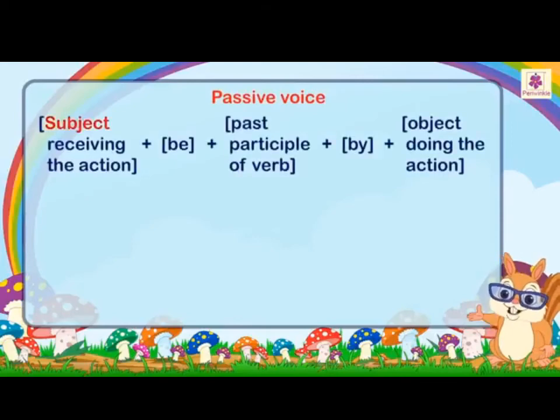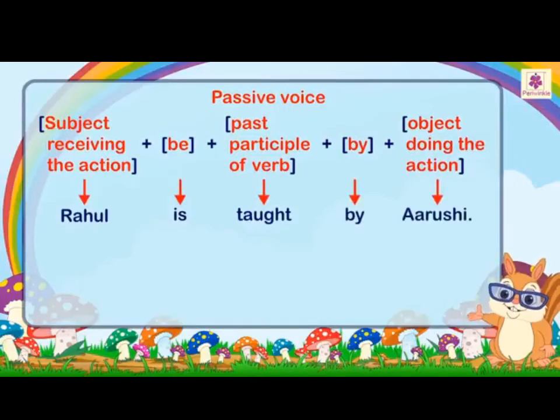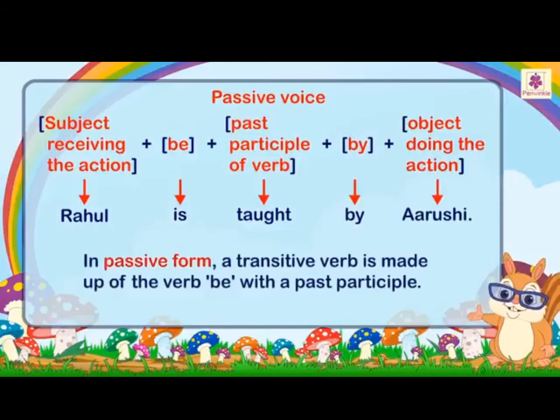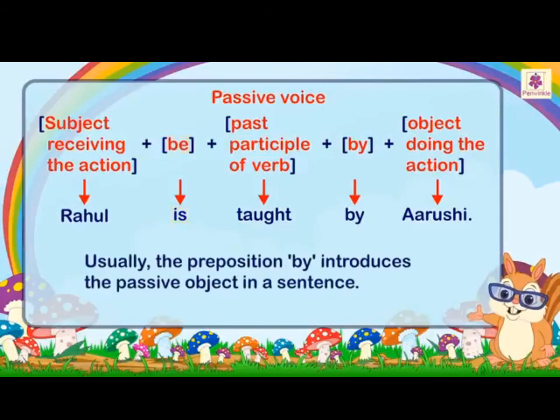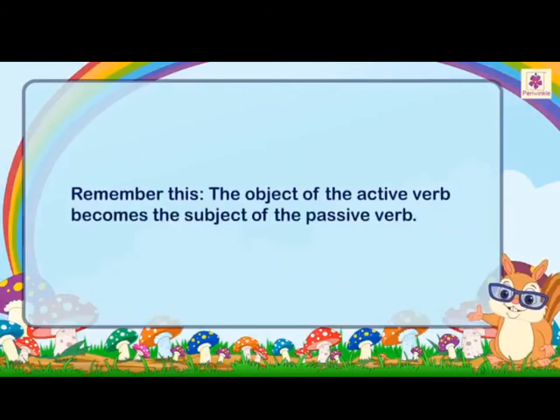A simple sentence in passive voice has the following pattern: subject receiving the action plus be plus past participle of verb plus by plus object doing the action. For example, Rahul is taught by Arushi. In passive form, a transitive verb is made up of the verb be with a past participle. Usually, the preposition by introduces the passive object in a sentence.